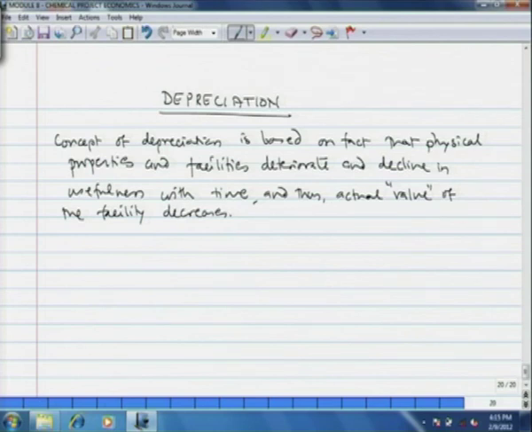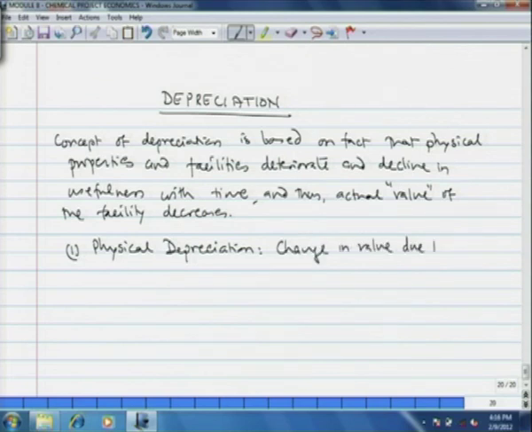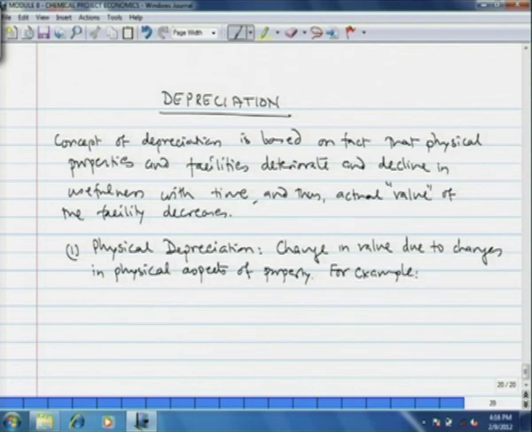What are the types of depreciation? The first one is physical depreciation. This is a reduction in value due to changes in the physical aspects of the property. For example, wear, tear, corrosion, then accidents or deterioration due to age. And then because of this, the serviceability of the property is reduced.